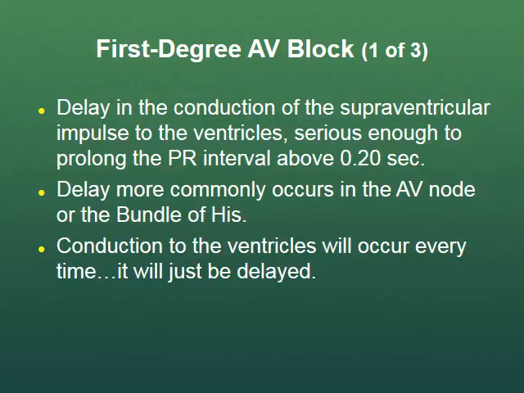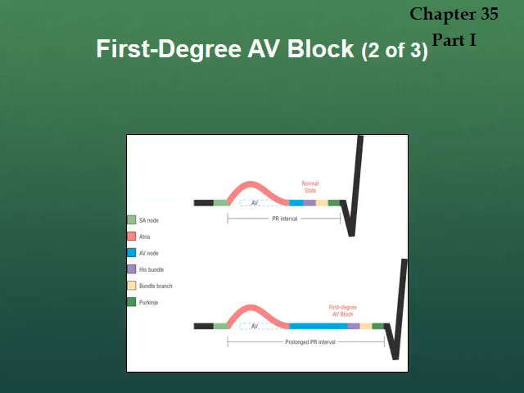Conduction to the ventricles is still going to occur every time. We're not going to lose any beats. It's just going to be delayed. So, in our example here, in the top one, we have our normal PR interval with the impulse traveling, and in the bottom we have our example of a first degree AV block. The AV node is partially blocked, causing that stimulus to slow down more than it should in the AV node, and creating a lengthening PR interval.